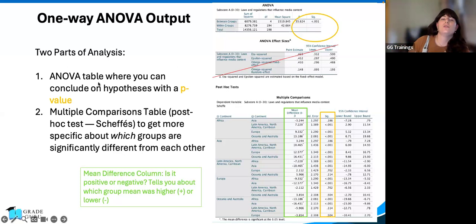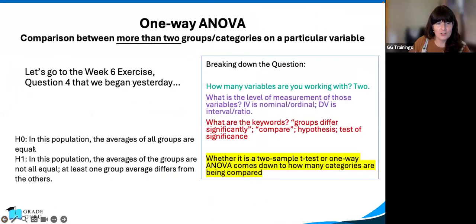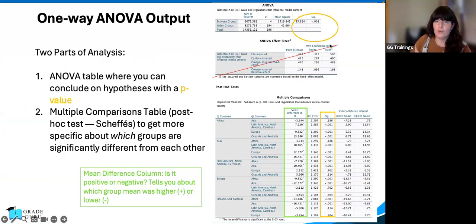So for the first part, the table is labeled ANOVA, and you're looking for a p-value. You can see this p-value here is less than 0.05. So that means you would reject your H0 and accept your H1, which I'll show you in the previous slide, if it'll let me. So you're rejecting this H0 and you're accepting your H1, that the averages of the groups are not all equal. At least one of them is different. Cool. Then you move down, you can ignore this middle table, and you move on to your post hoc test.